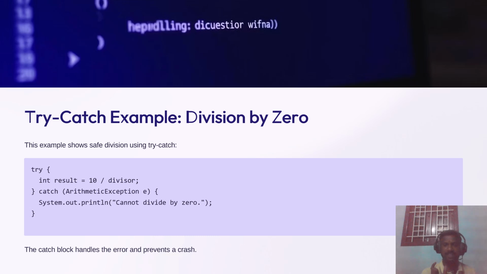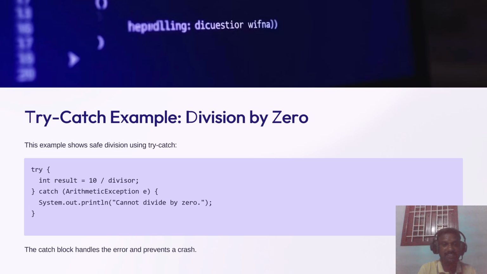This is a very simple example. Once you understand this particular program, we can easily follow other programs, even complex ones. See that there are two blocks available. One is try, another one is a catch block. Inside the try block, we give one statement: result equals 10 divided by divisor. If the divisor value is 2, then 10 divided by 2 means the value 5 is stored in the result. In case the value of the divisor is 0, then the control will automatically come to the catch block.